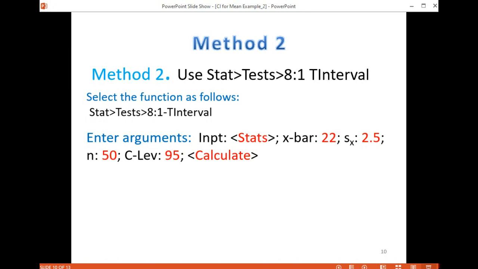So for the x bar, you have to type in 22. For the Sx, you have to type in 2.5, and so on. After all that, you will hit calculate, and this is what you would get as a result. So you would note it down on your answer sheet, or if you're doing it online, those are the numbers that you would enter in.